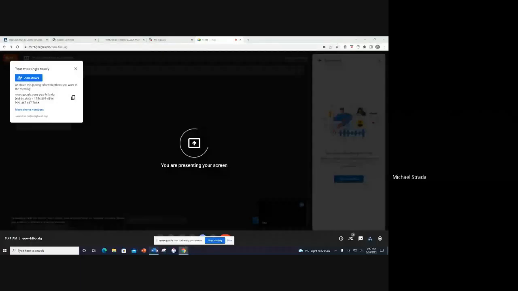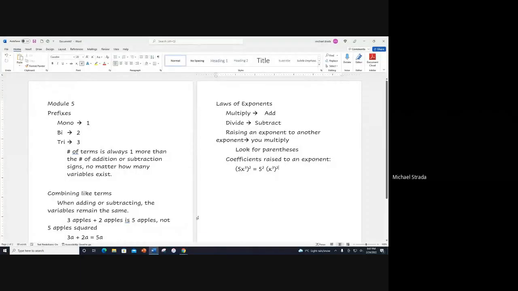All right, tonight we're going to talk about Module 5 real quick and just some little things to keep in mind as you progress through it. Prefixes. Mono means one, bi means two, tri means three. So monomial has one term, binomial has two terms, trinomial has three terms. When you're counting the terms, the number of terms is always one more than the number of addition or subtraction signs, no matter how many variables exist.